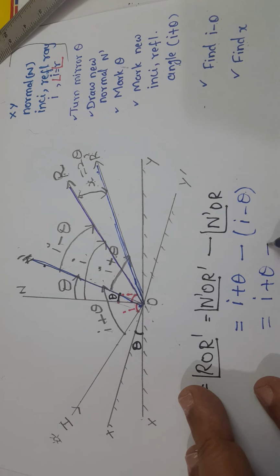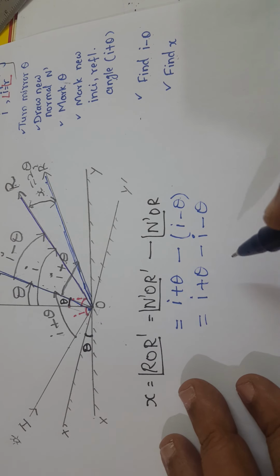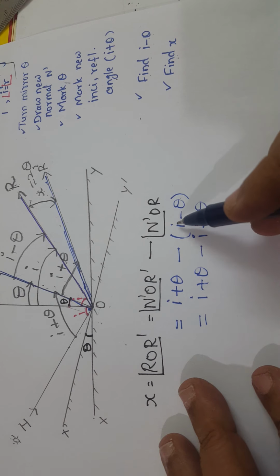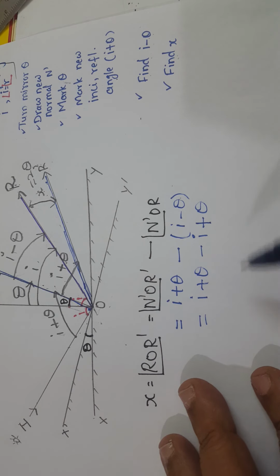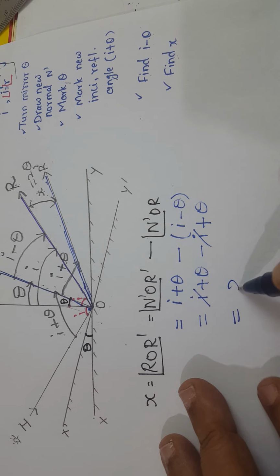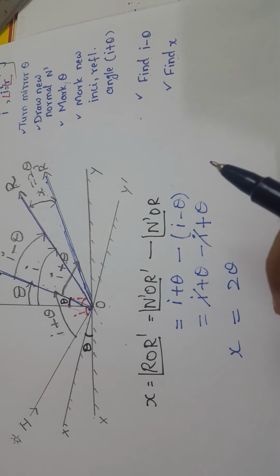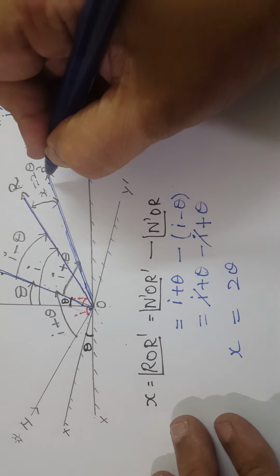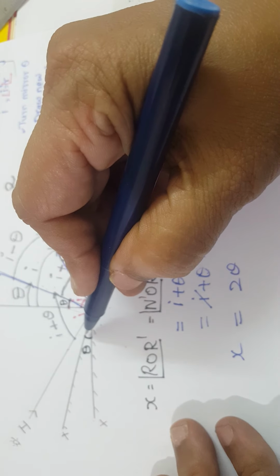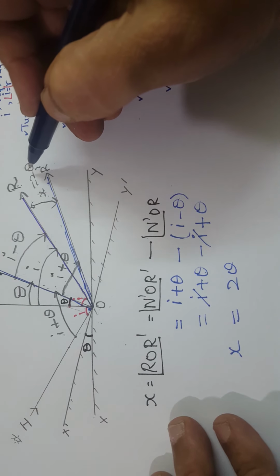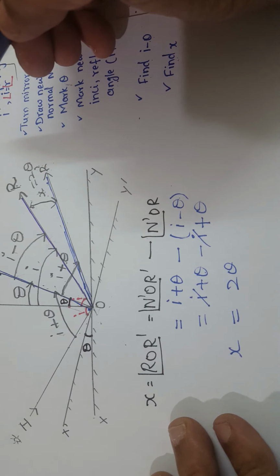So what will you get? I plus theta, remove the bracket, minus I minus theta. You will get plus theta, right? Minus I, and here minus into minus is plus. So you can cancel plus I and minus I. Theta plus theta is 2 theta. So x is 2 theta. So what have you proved now? If you rotate the mirror by an angle theta, the new reflected ray is shifted through an angle 2 theta.